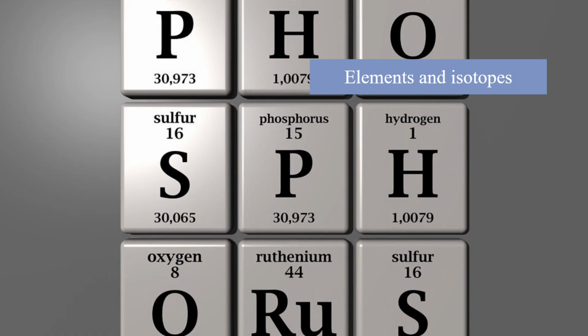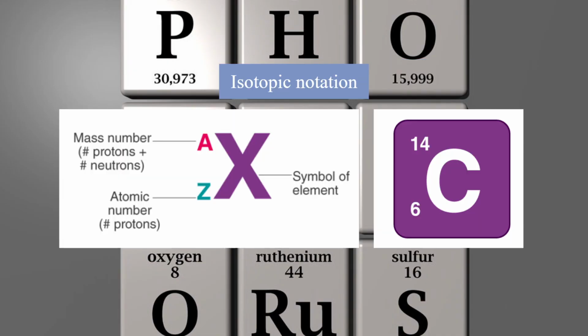And to identify such variations, we use the isotopic notation, which is a way of writing the atom symbol, and it is very useful for identifying the specific isotope of an element. The way it works is that the mass number, which is the total number of protons and neutrons, is written as a superscript to the left of the element symbol, while the atomic number, which is the number of protons, is written as a subscript, which is also to the left of the element symbol.